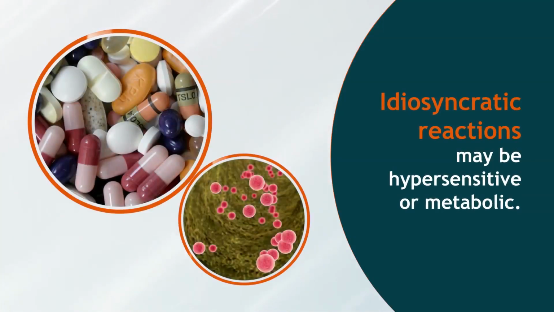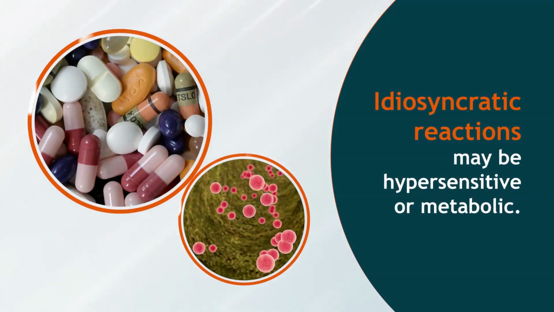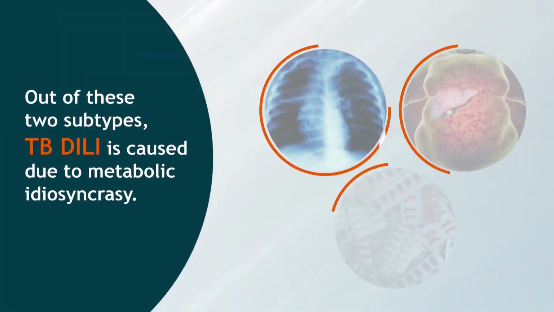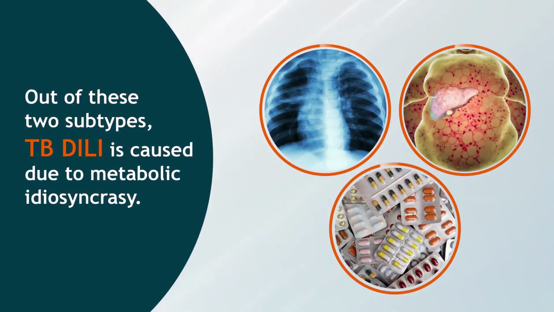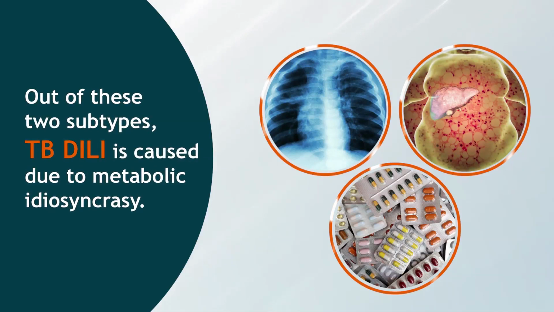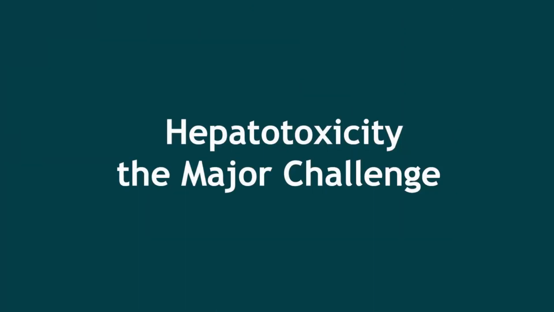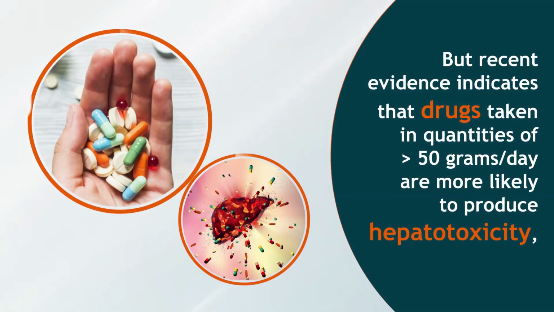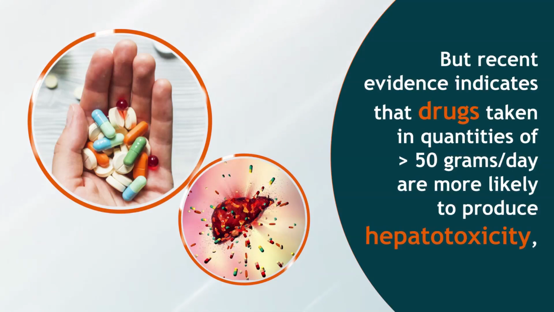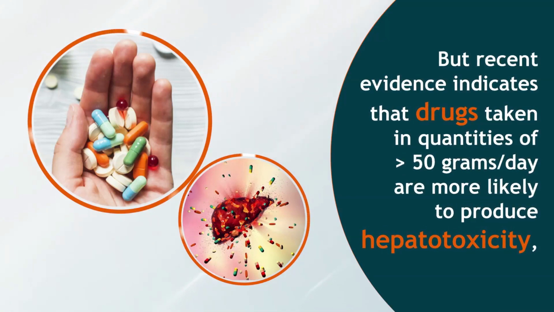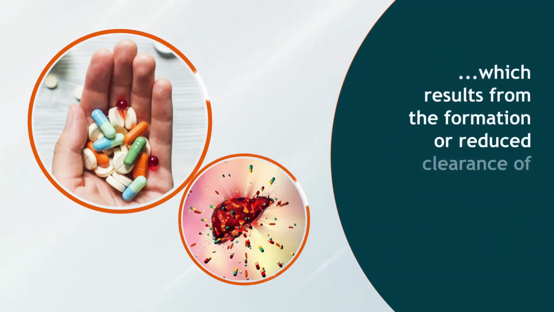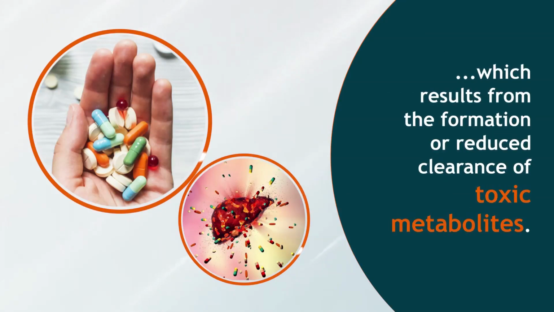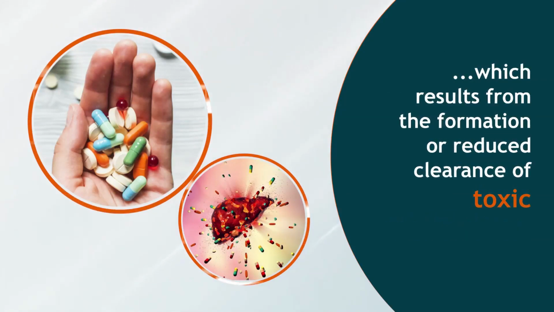Idiosyncratic reactions may be hypersensitive or metabolic. Out of these two subtypes, TB DILI is caused due to metabolic idiosyncrasy. Hepatotoxicity, the major challenge. But recent evidence indicates that drugs taken in quantities of more than 50 grams per day are more likely to produce hepatotoxicity, which results from the formation or reduced clearance of toxic metabolites.